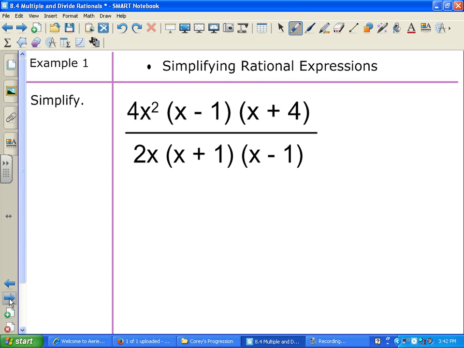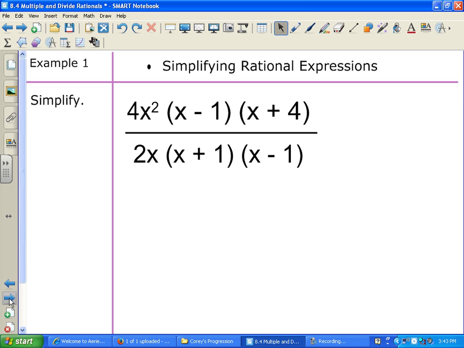Whew. That looks big and intimidating, Mr. Wood. Simplify: 4x squared times x minus 1 times x plus 4, all divided by 2x times x plus 1 times x minus 1. Since I'm such a nice guy, I've decided to factor everything for you on this problem. Again, 4x squared times x minus 1 times x plus 4 over 2x times x plus 1 times x minus 1.